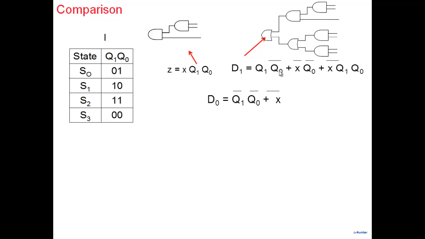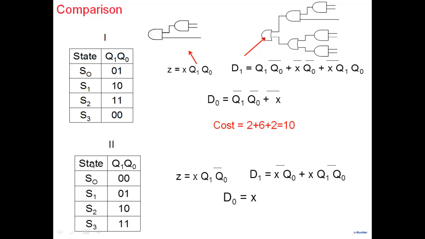We are not counting the complements here, assuming that Q0 complement and Q1 complement are available, and we are not counting the additional gates that may be required here. So the cost of implementing both the output logic as well as the next state logic is going to be 2 plus 6 plus 2 here, which is 10.